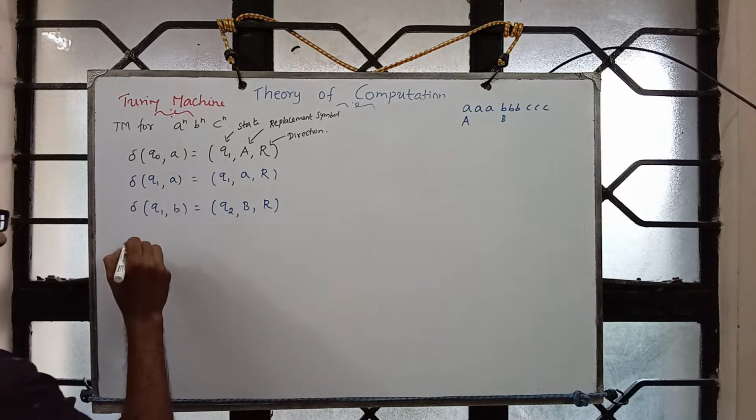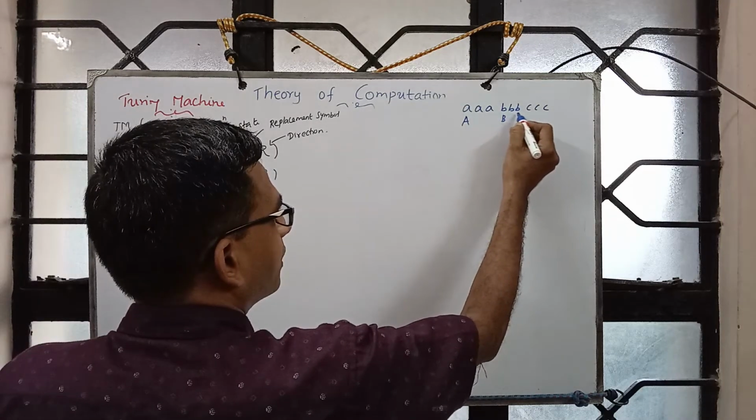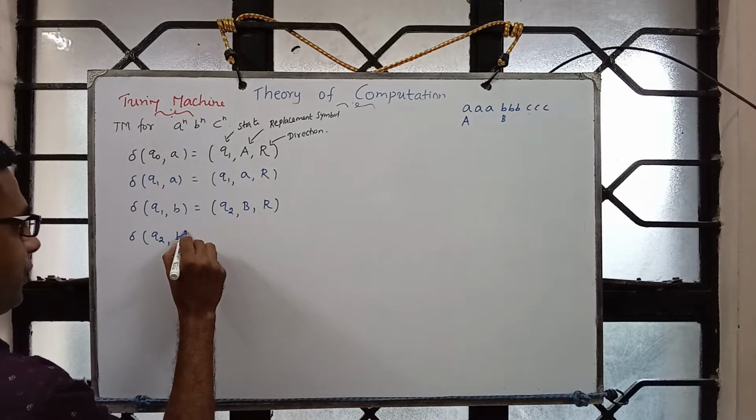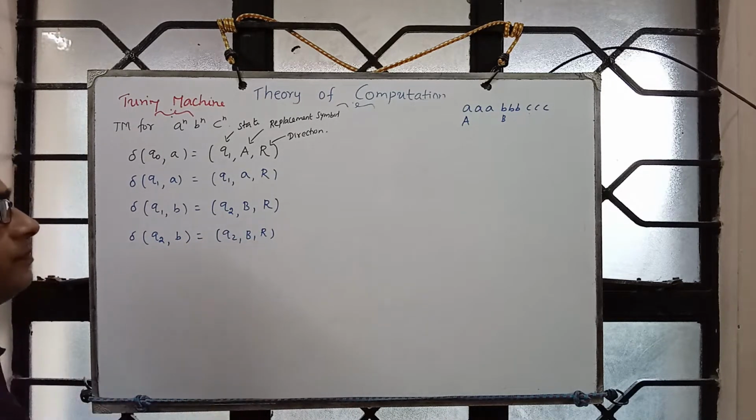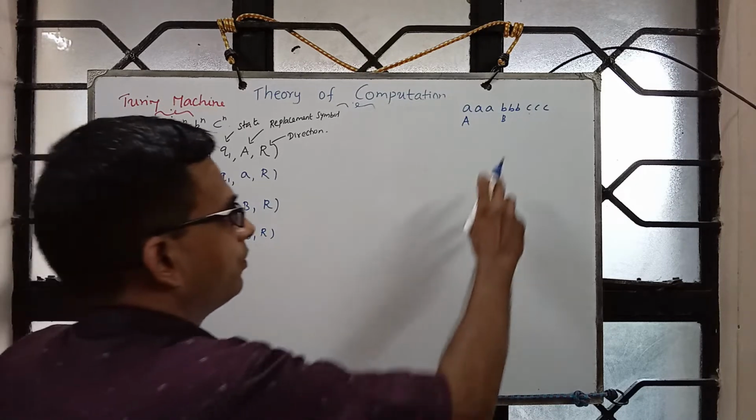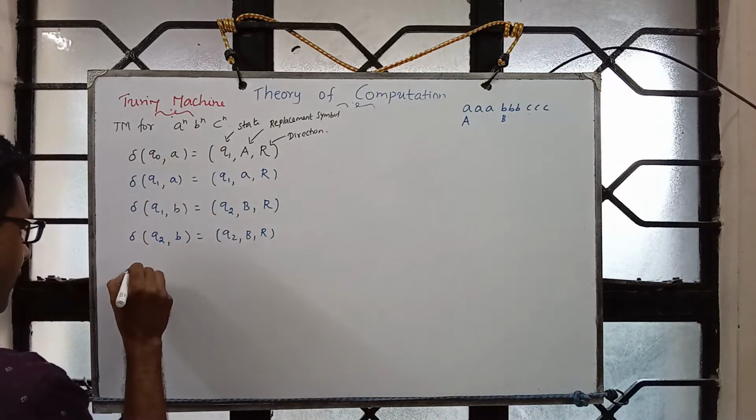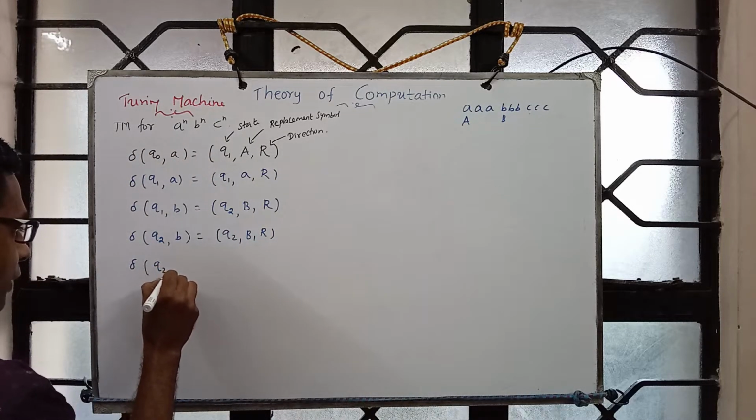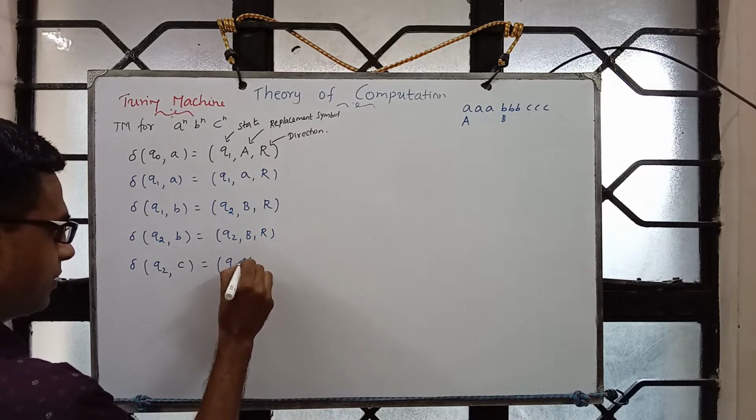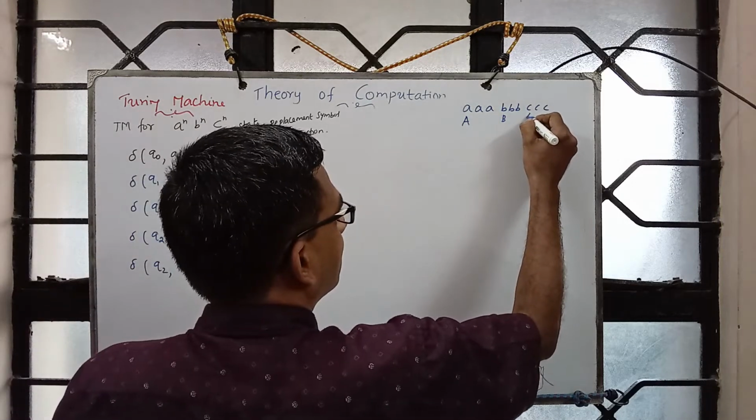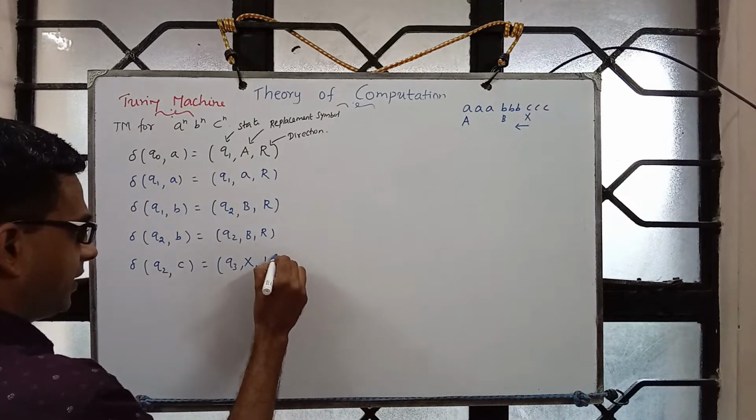Fine. Now you may have to scan all these B's before we hit this. So Q2 comma B is Q2 comma B comma R. Now after scanning this, sometime later we will hit C. So delta of Q2 comma C is Q3 comma X. Now we want to change our direction. So we say Q3 comma X comma L.